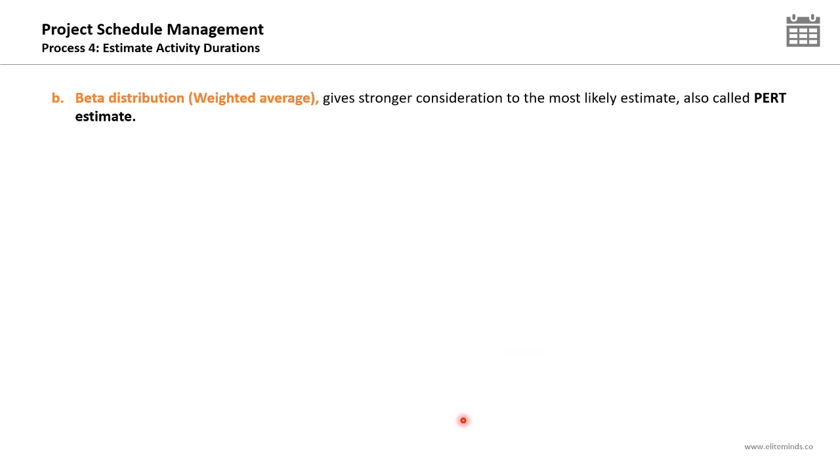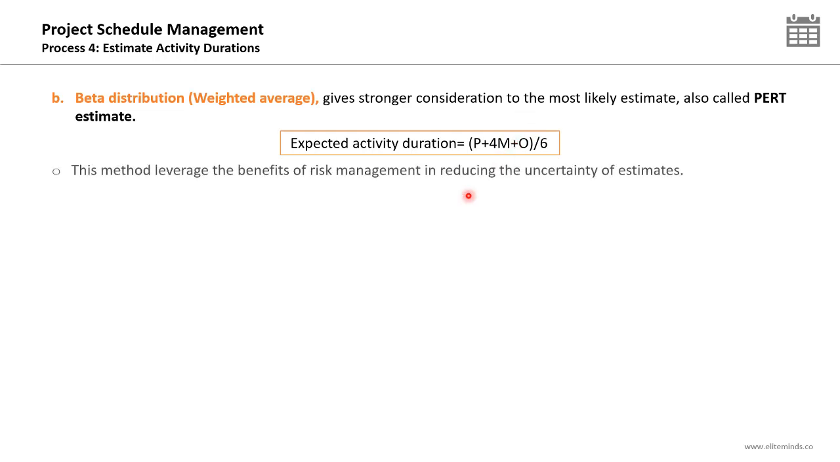The second type of the 3-point estimation technique is the beta distribution or the weighted average. It gives a stronger consideration to the most likely estimate. It is known as the PERT estimate, and you should expect at least 2 questions in the exam about the PERT estimate. The expected activity duration using the PERT formula is P plus 4M plus O divided by 6. So a bigger consideration was given to the most likely estimate.